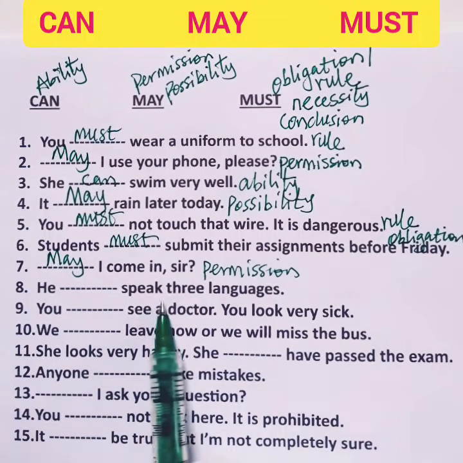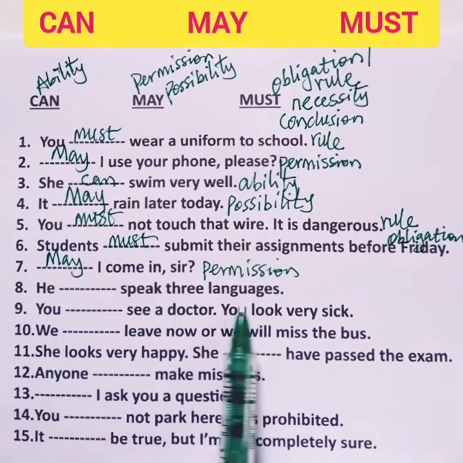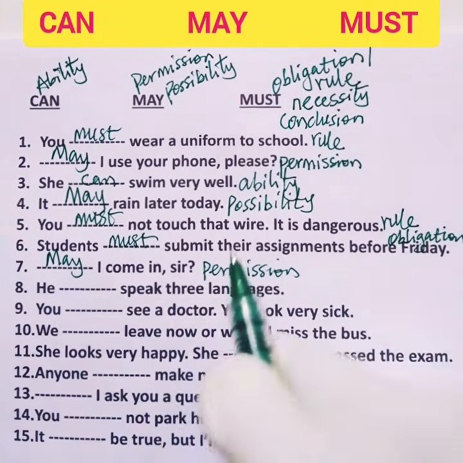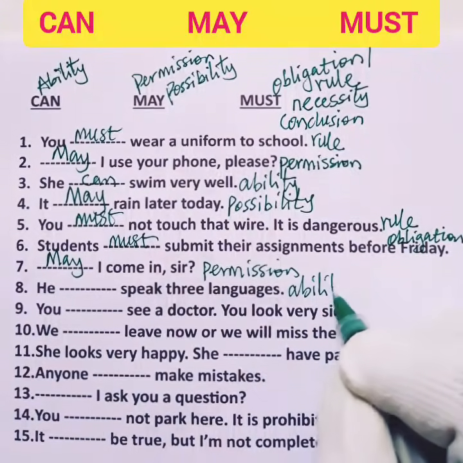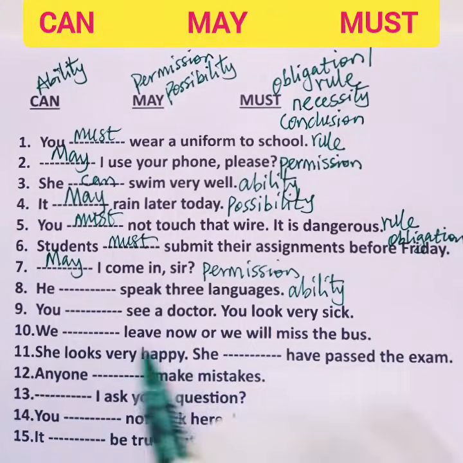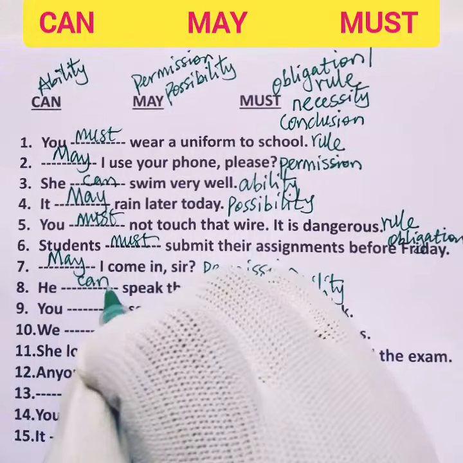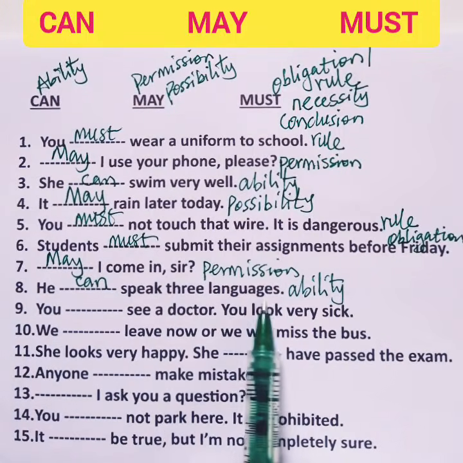8. He blank speak 3 languages. This is talking about one's ability to speak 3 languages. So this is all about ability. So to express ability, use can. He can speak 3 languages.